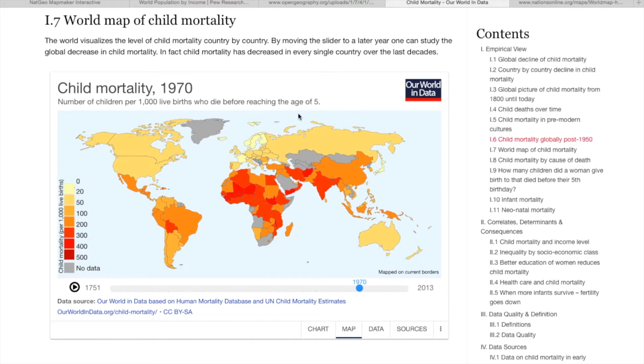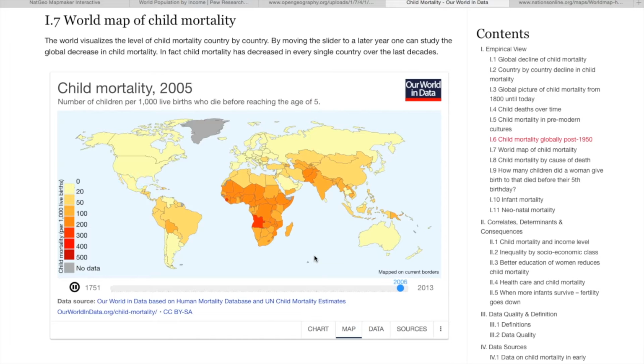So there we have a map that shows the evolution from 1968. So we can see how developed each country has been and how the child mortality has improved since the 1970s.